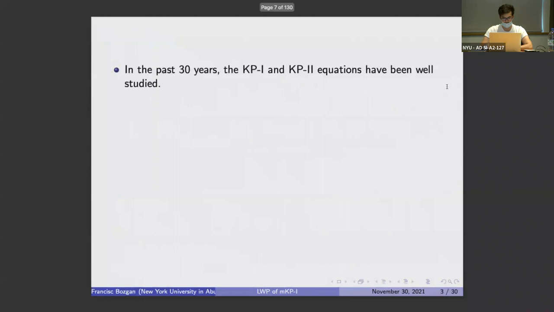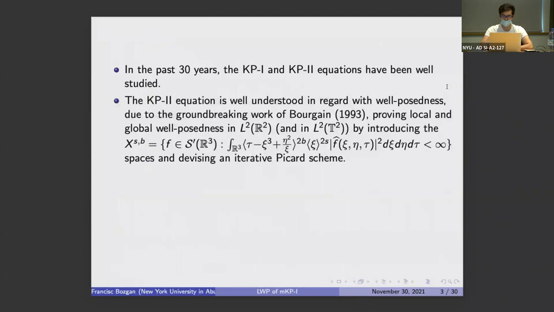In the past 30 years, there was a lot of research about these equations, for both KP1 and KP2. The KP2 is well understood by now. It started with some seminal papers of Bourgain at the beginning of the 1990s. He showed local and, implicitly, global well-posedness from the conservation of mass in L2 of R cross R and L2 of T cross T, by introducing the famous Bourgain spaces X^{s,b}, which use in a very inventive way the Fourier symbol of the linear part, as you can see over there, for the KP equation.